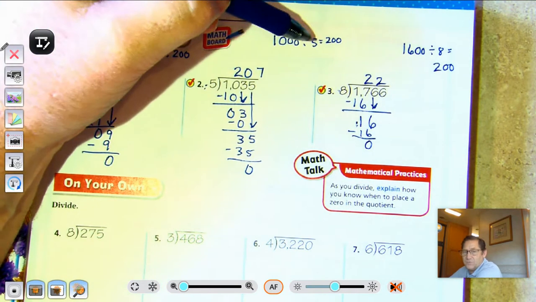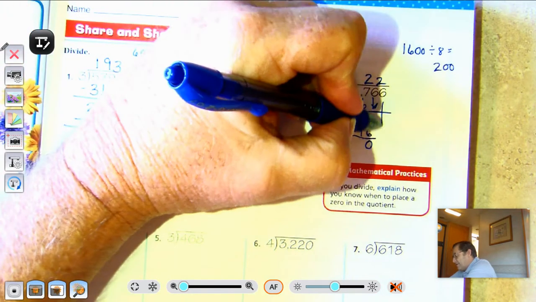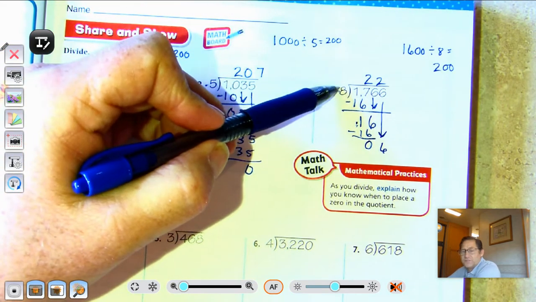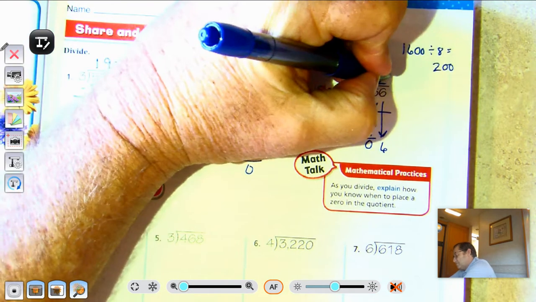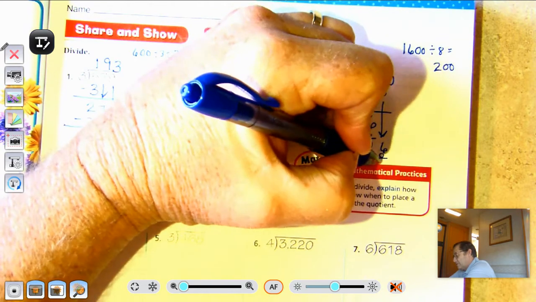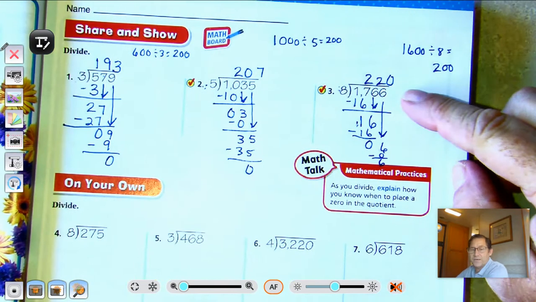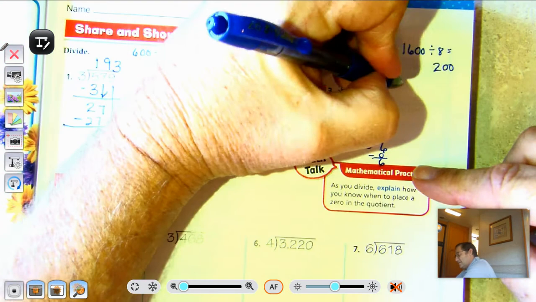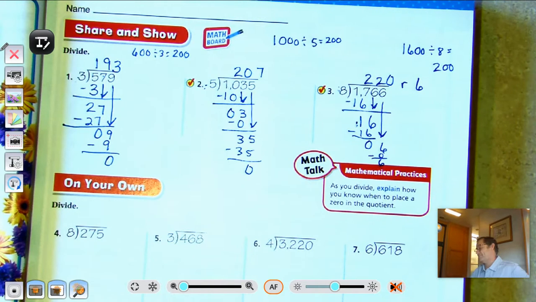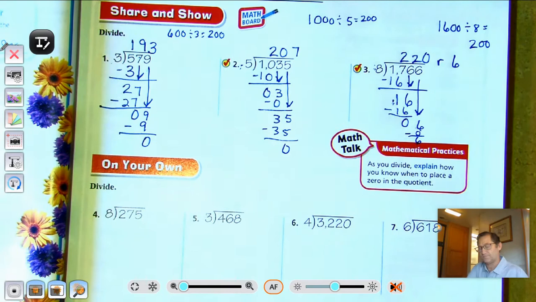Well, clearly you can't share 0 with 8 groups. So the only thing we have left is the 6 ones. But I can't share 6 with 8 groups. So I'm going to put a 0. And 8 times 0 is 0. So we're left with 6. There are no more numbers to bring down. So this answer is 220 with a remainder of 6. Okay? And 220 is close to 200. All right, number 4.